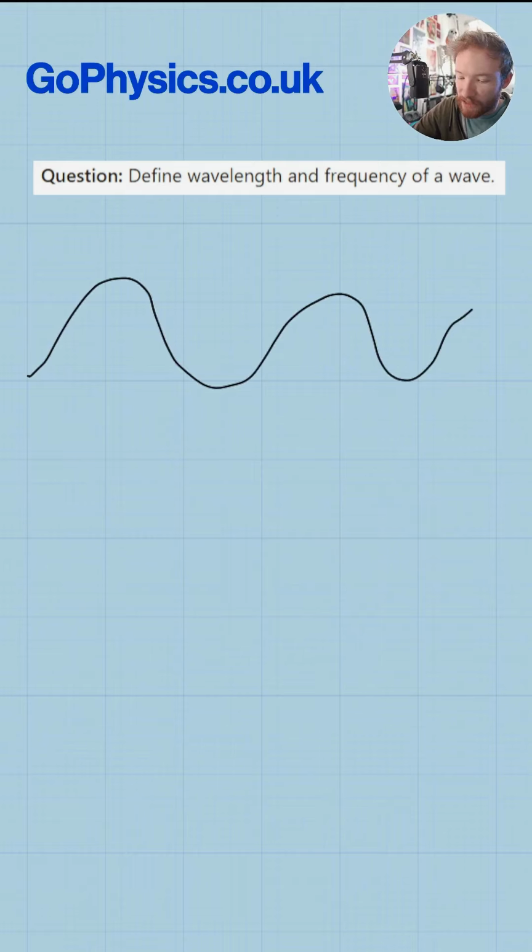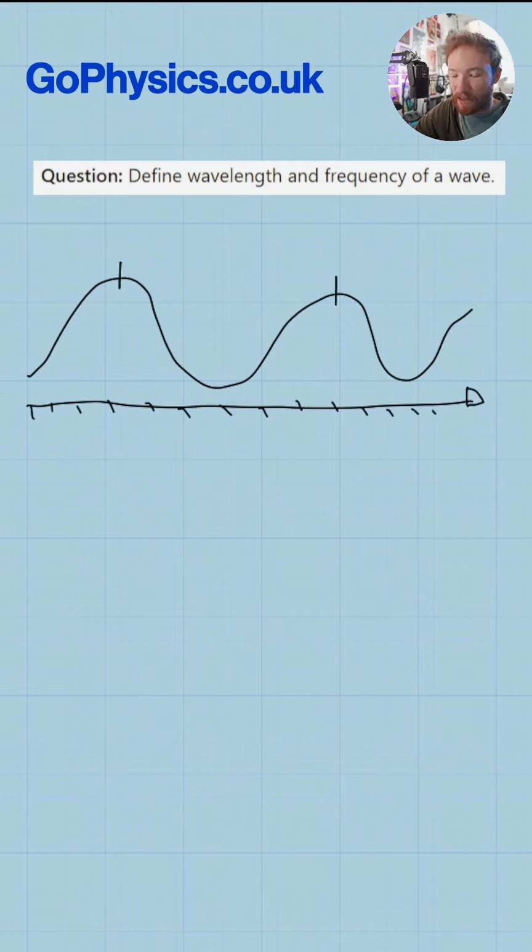So thinking of wavelength, and if we, for example, draw a wave here, the wavelength is if we had a measurement of distance. So if you simply had a ruler that we had along here, a really badly drawn ruler here, the wavelength would be the distance between two similar aspects of a wave.